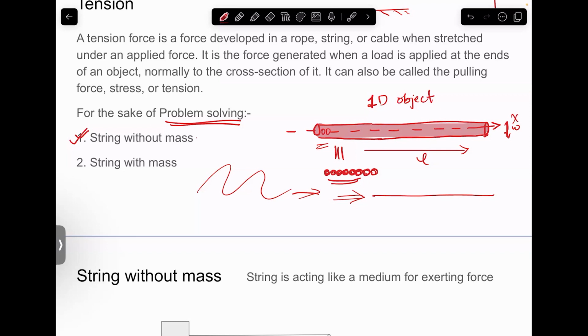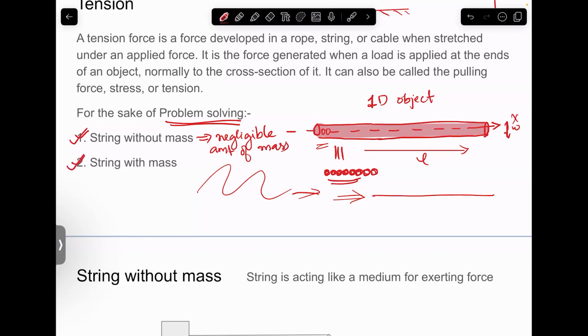Okay, so it will have a negligible amount of mass, so we can practically ignore the mass of that string when we are solving the problem. Negligible amount of mass. Okay. Now we will be talking about a string with mass.